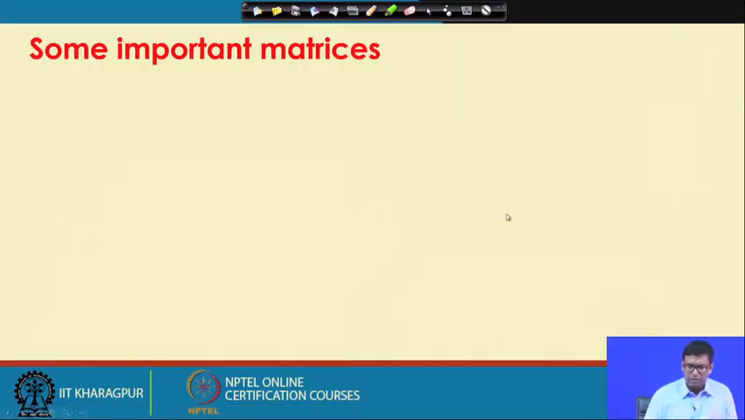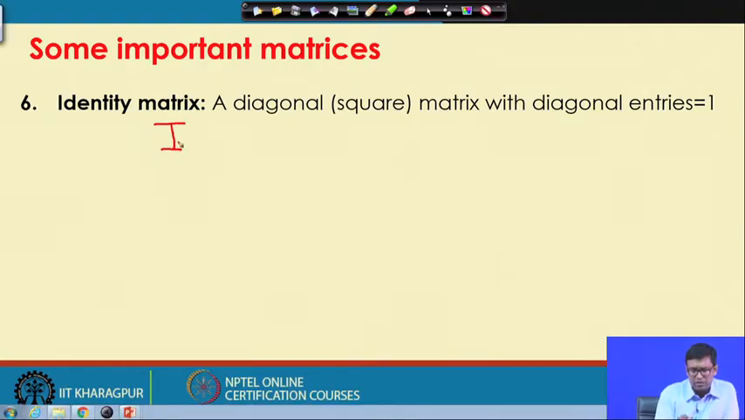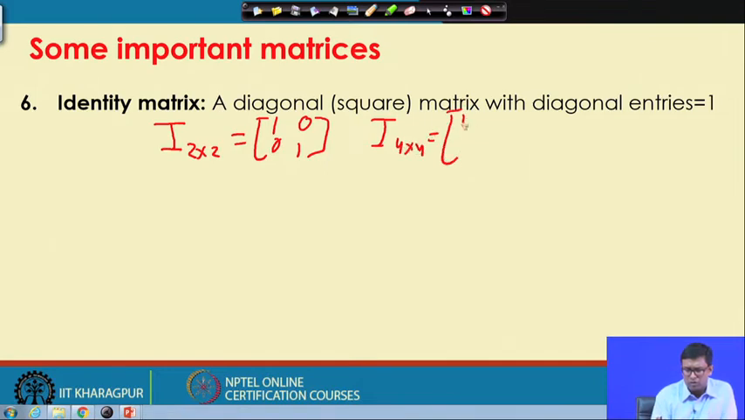We will see a few more, the more important matrices. A diagonal matrix must be a square matrix. If the diagonal entries are 1, it is called an identity matrix, and identity matrices are generally denoted by I. For example, I 2 by 2 is 1 0, 0 1, and I 4 by 4 is 1 0 0 0, 0 1 0 0, 0 0 1 0, 0 0 0 1.